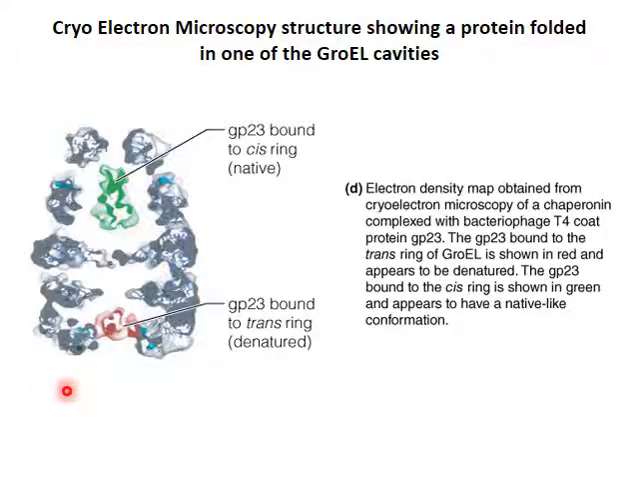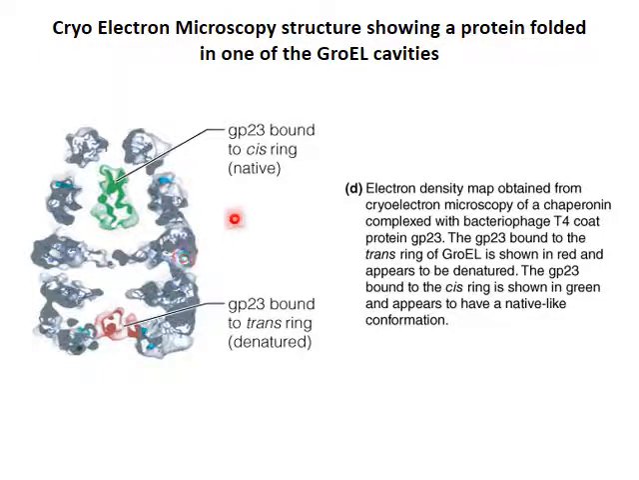I like this slide right here. This shows the electron density map from cryo-electron microscopy. This is where you use electron microscopy at low temperatures to get protein structure by taking thousands and thousands of micrographs of the structures in solution, and then computationally put them back together to get a three-dimensional structure.